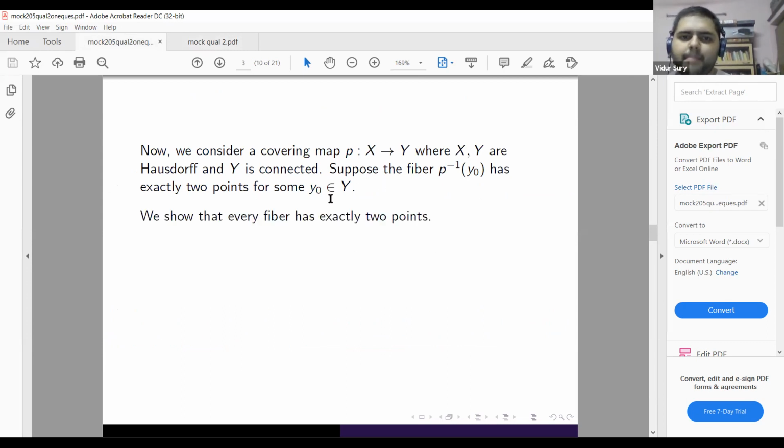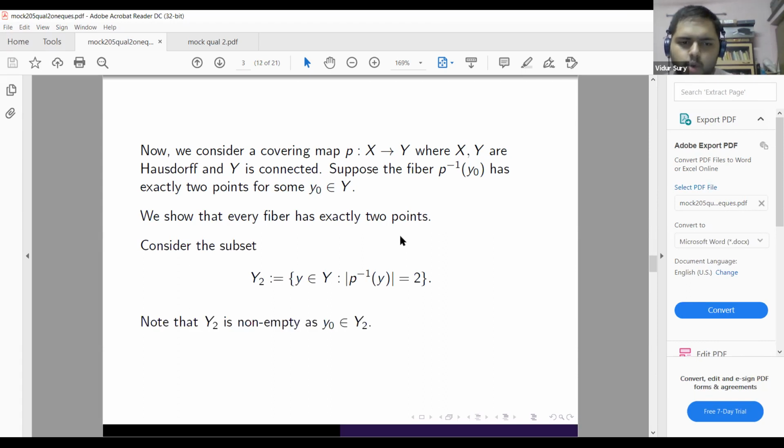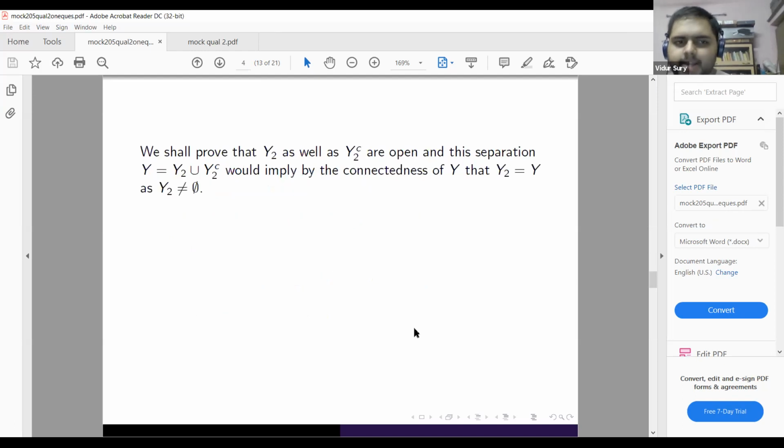So p being a covering map means that there is a neighborhood of y0 which is evenly covered. So we're actually going to take the set of all points which have an inverse image of exactly 2 points, like y0, and basically we're going to say that this set Y2 is the whole of Y, and we'll show that by saying that Y2 is clopen. Since Y is connected, that would mean that Y2 is the whole of Y.